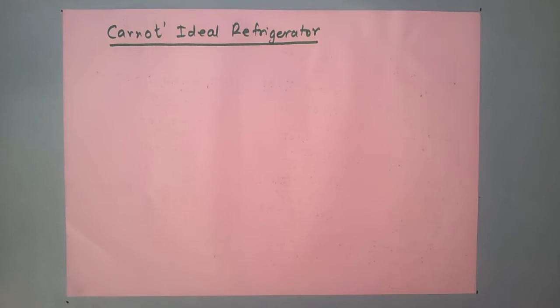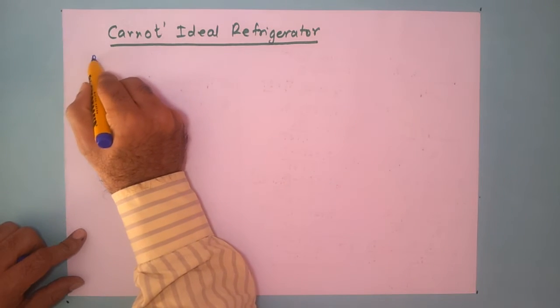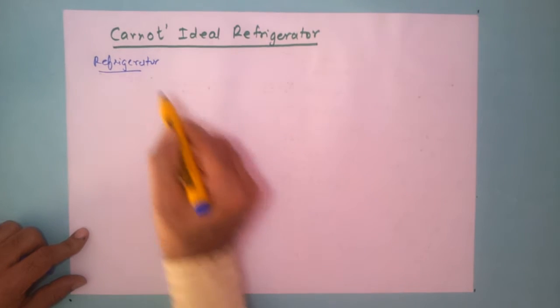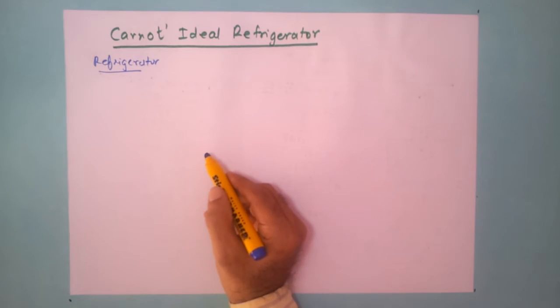Having discussed heat engines, it is time to now look at a refrigerator, and Carnot's ideal refrigerator is what we are going to discuss here. First of all, let us try to understand what we mean by the term refrigerator. We did talk about it when we discussed a heat engine, but maybe I'll quickly summarize some of what we discussed.